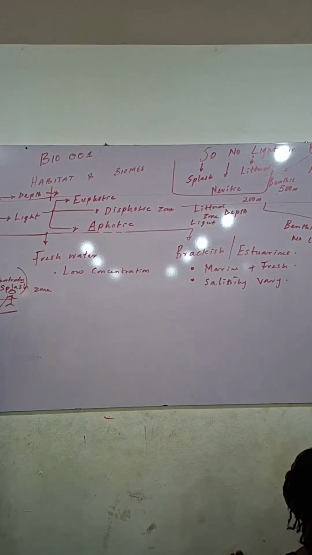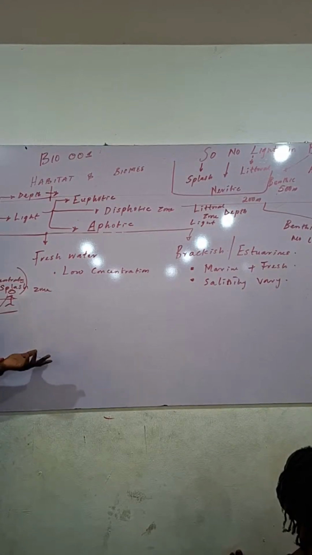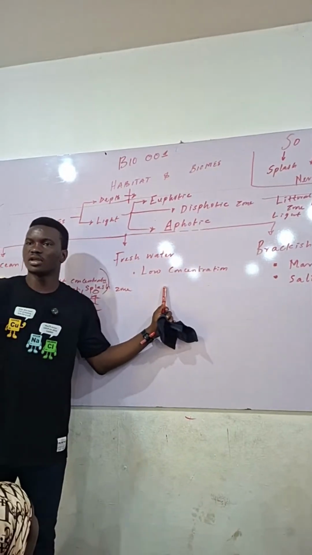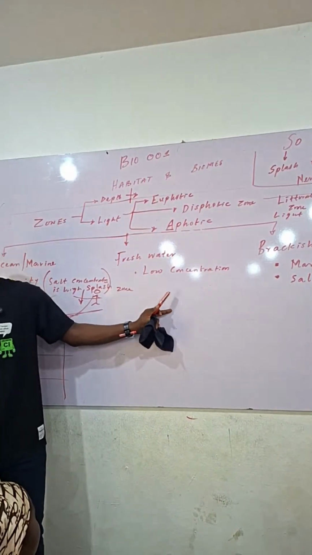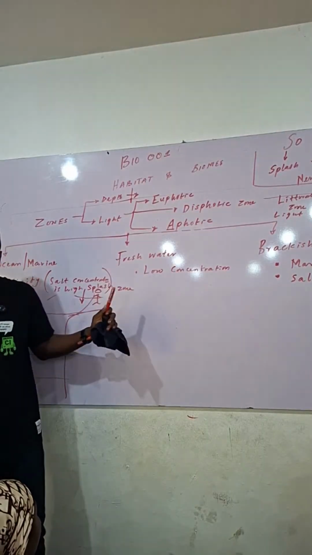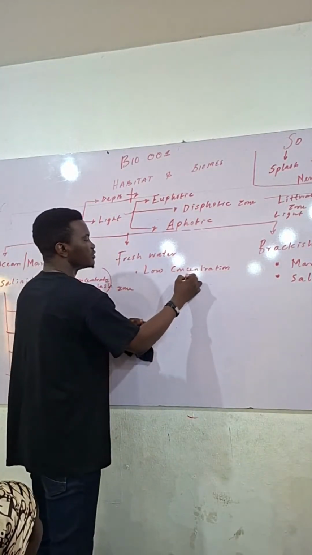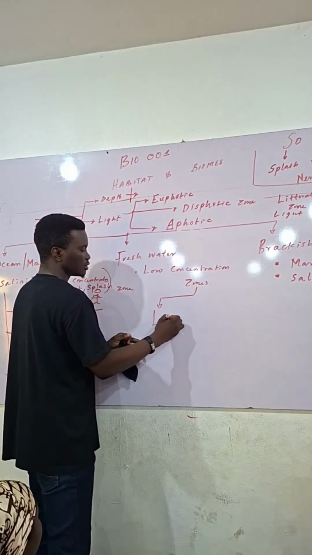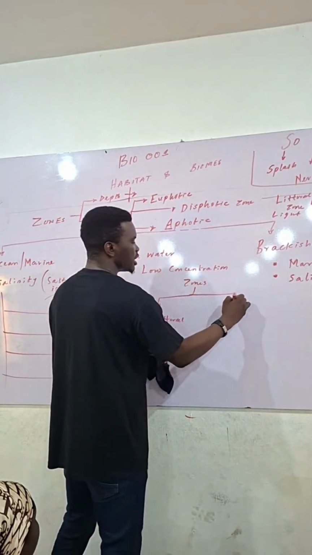Now the next one, there's what we call the continental shelf too, and I will come and give you that. Now, if they ask you for the two types of zones you have for fresh water, just give them the littoral and benthic zone. The two types of zone for fresh water are the littoral and benthic zone.